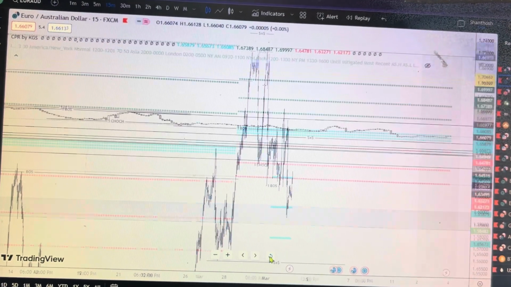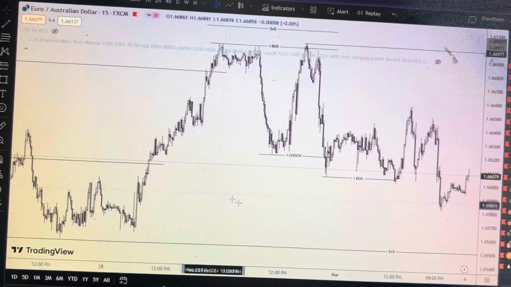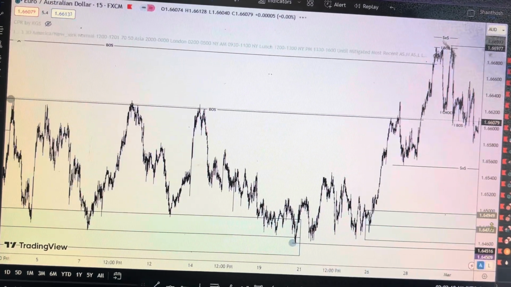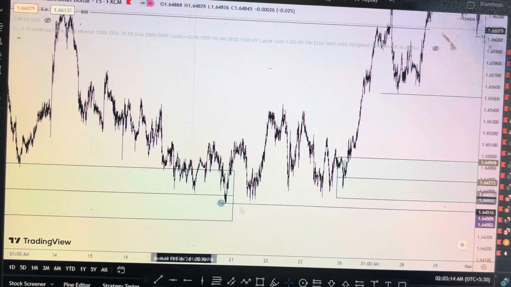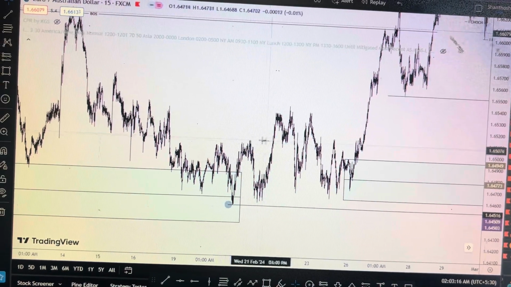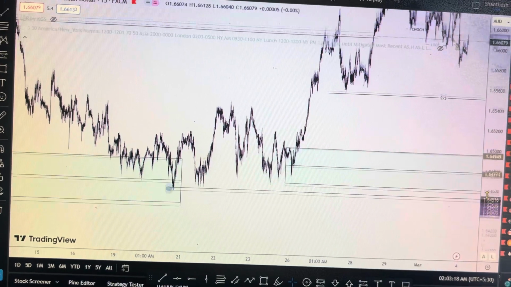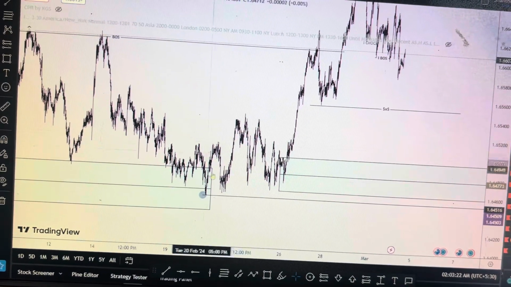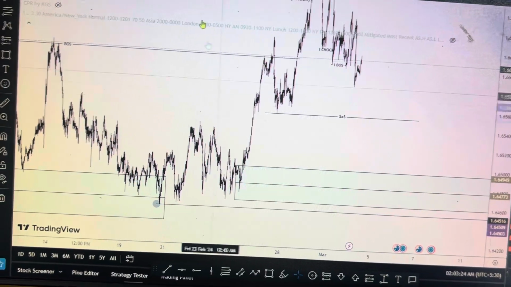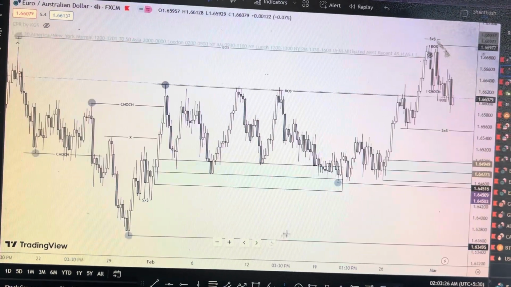Let me turn off the CPR. I explained this in my previous video. Here I couldn't take the entry after this break of structure because I took 2 losses and I couldn't enter this good entry here. So now I'll explain why I'm bullish in this trade.